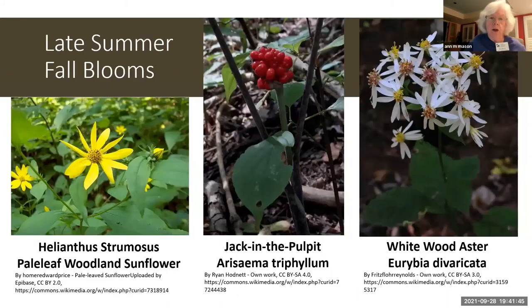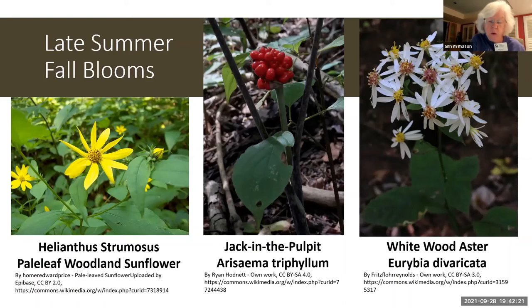And you might think, well, after this cacophony of flowers, is there anything left for late summer and fall? In come the asters. The two members of the aster family that we have here are the pale woodland sunflower and the white wood aster. Asters are really important for our pollinators because they provide nectar and food for when other flowers have stopped blooming.